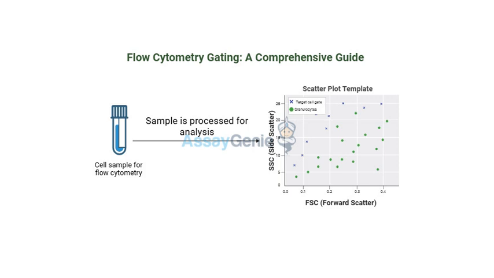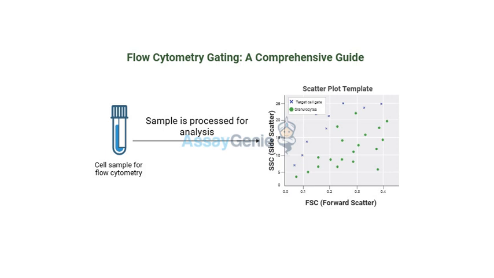We can draw a gate to exclude the dead cells, leaving us with a clean data set of only the living cells. It's like making sure we're only looking at clues left by living suspects. So we've cleared out the debris, the doublets, the dead cells. Now we're left with just viable single cells. Feels like we've narrowed down our suspect list.